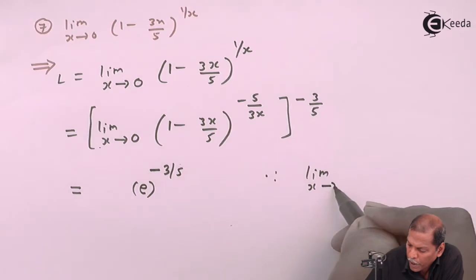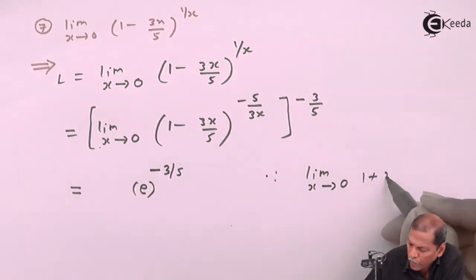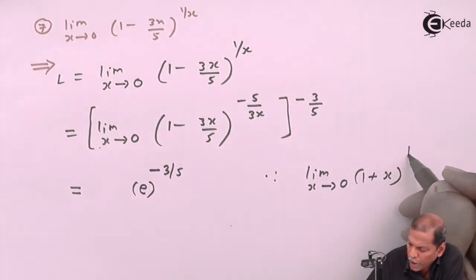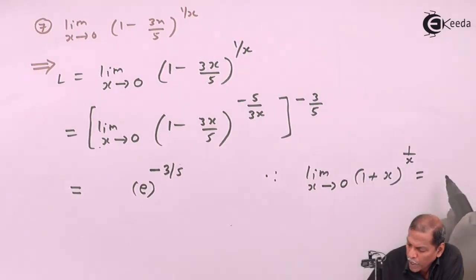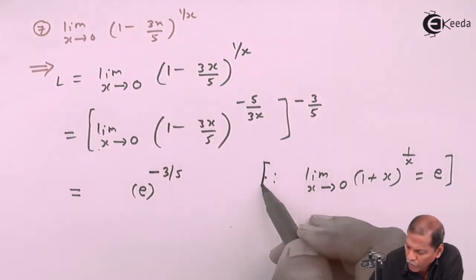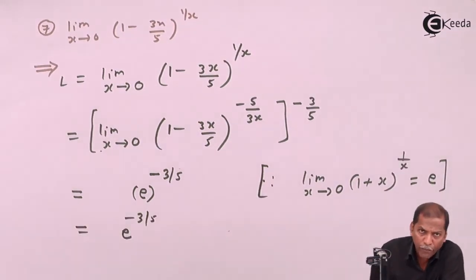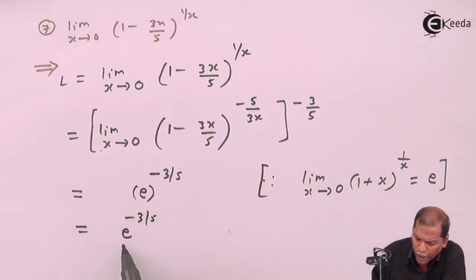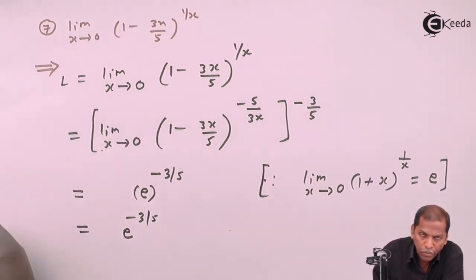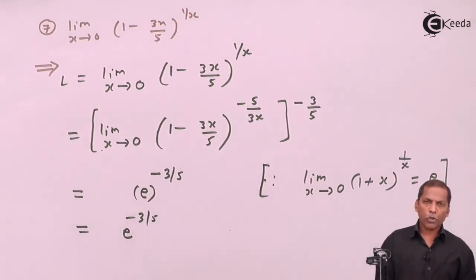Since limit x tends to 0 of (1 plus x) raised to 1 by x gives the answer e, the next step will be equal to e raised to minus 3 upon 5, and this is the required solution for the given problem. Thank you.